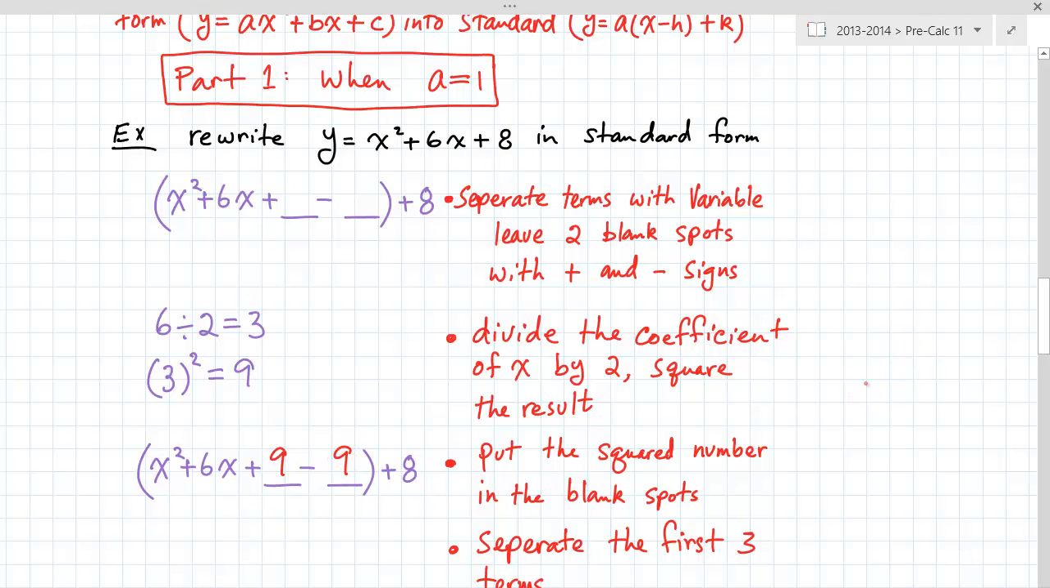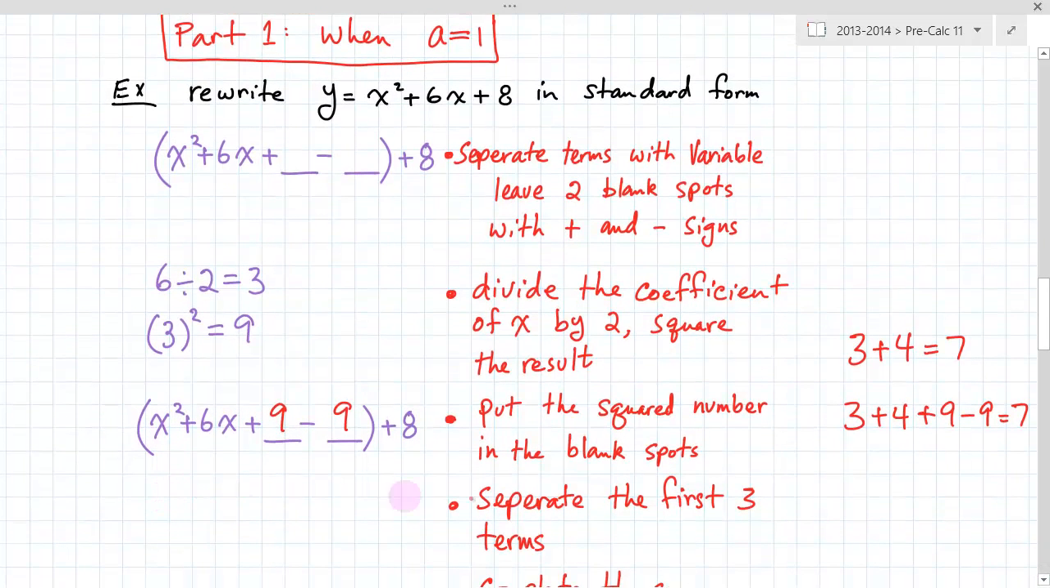Now notice something. If I have, say, 3 plus 4, that's equal to 7, right? If I add 9 to it, and then take away 9 from it, it's still 7, isn't it? So by adding and subtracting the same amount, I'm not changing anything. I'm just changing the form of it. So I'm going to change the formula by adding and subtracting 9.